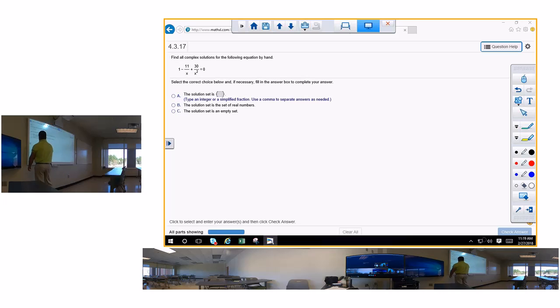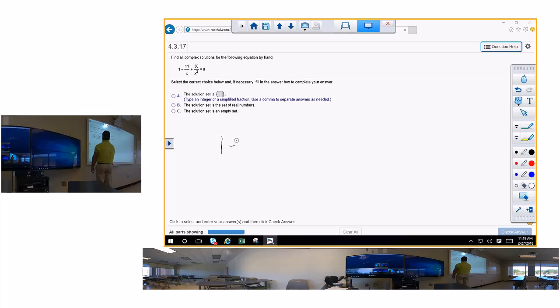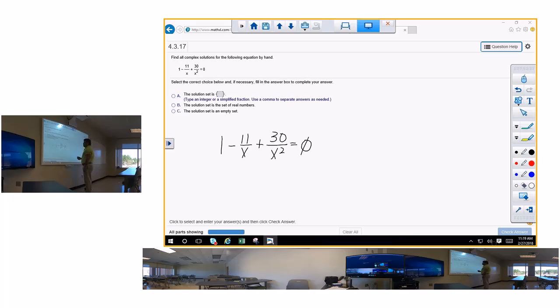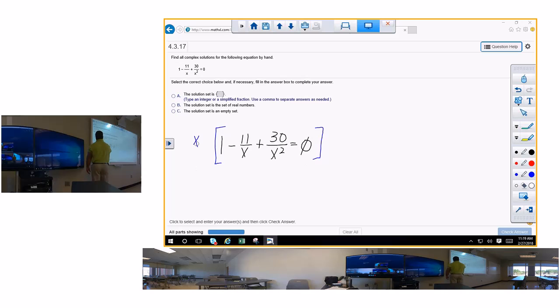So I'm going to rewrite the problem. Minus 11 over x plus 30 over x squared. And I'm going to multiply through both sides by x squared over 1. Okay? Now, you don't have to say x squared over 1, but since I got fractions in here, I'm going to say x squared over 1. I'm multiplying by the common denominator.